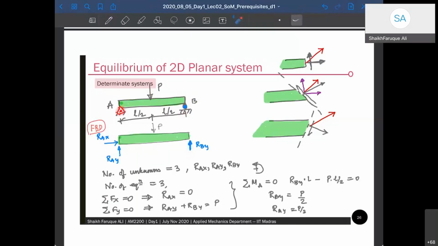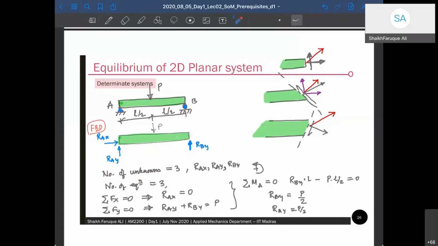Similarly, we can discuss the hinge. The hinge doesn't allow movement along X as well as the vertical direction, and therefore it will provide restrictions along both directions. So it will be giving forces along both directions. So how many unknown forces do we have? 1, 2, and 3. So the total number of unknown forces is 3: RAX, RAY, and RBY.